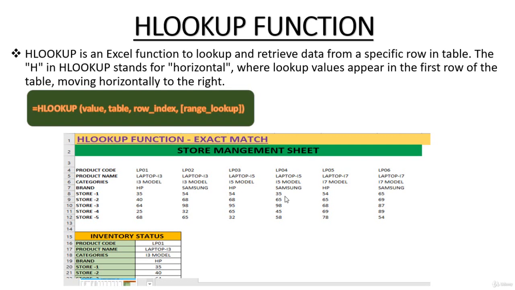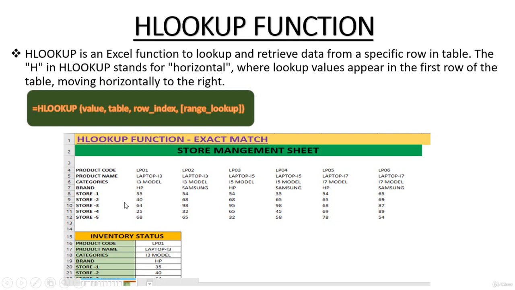The H in Hlookup stands for horizontal, where the lookup value appears in the first row of the table, moving horizontally to the right. We have already studied the Vlookup function, where V means vertical lookup. Now we are going to study the Hlookup function. H means horizontal lookup, right? Based on the horizontal lookup, we can extract data from a particular range or table. That is called the Hlookup function.